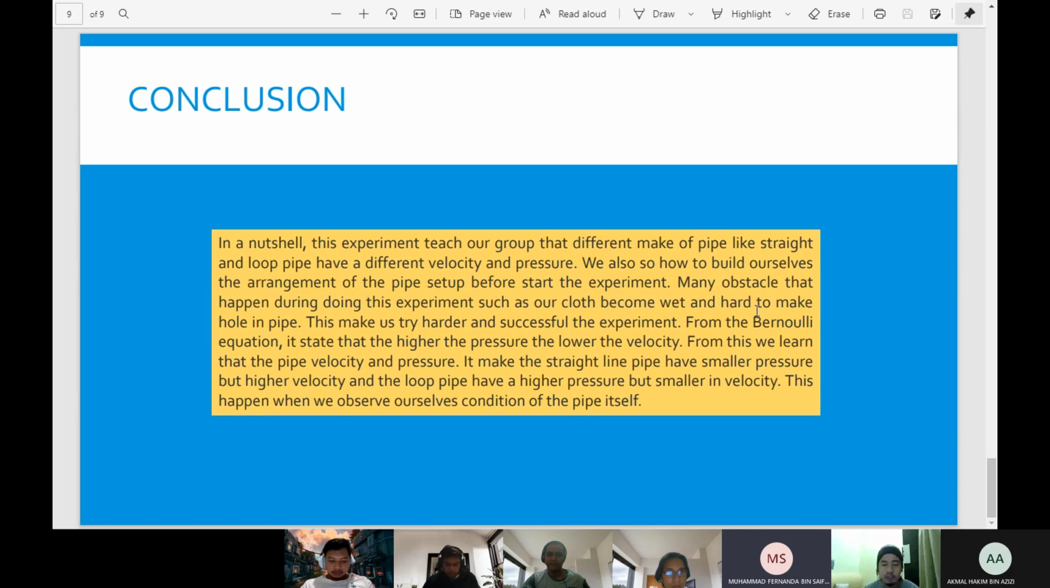From the Bernoulli equation, it states that the higher the pressure, the lower the velocity. From this, we learn that the pipe velocity and pressure make the straight line pipe have smaller pressure but higher velocity, and the loop pipe have higher pressure but smaller velocity.